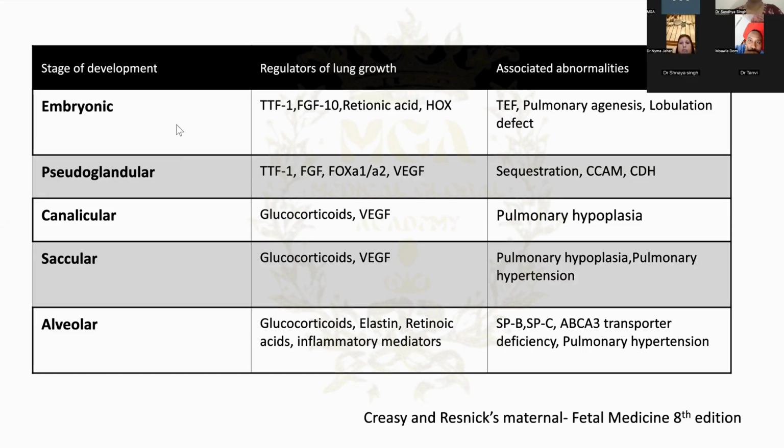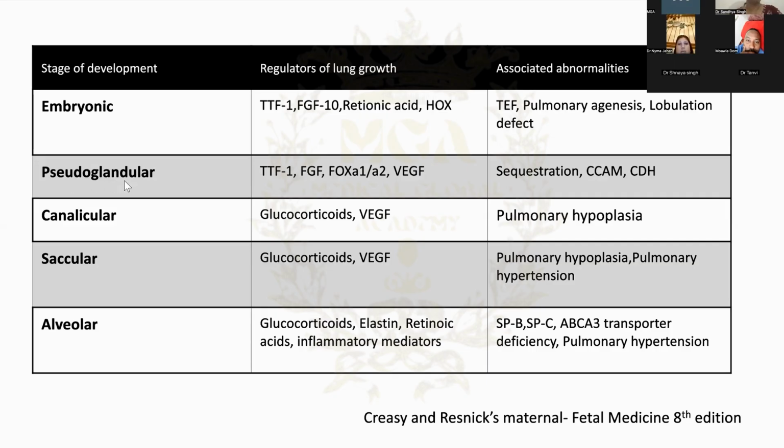Okay. This is a very compact table which I have made for all of you. So imagine if the defect or the insult happens in the embryonic stage, what will happen? The lung bud will not form from the respiratory diverticulum. There will be pulmonary agenesis. If the secondary bronchi are not formed, there will be lobulation defect. If the tracheoesophageal septum doesn't form, we will have a tracheoesophageal fistula. So this becomes very easy if you understand the embryology: which stage the insult has happened, you can easily make out the defect.